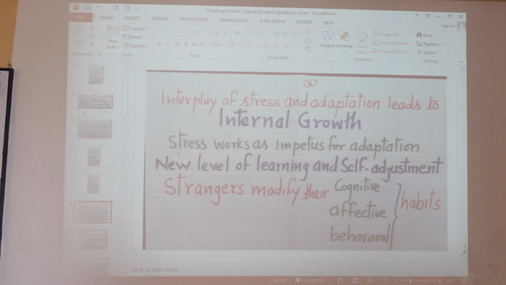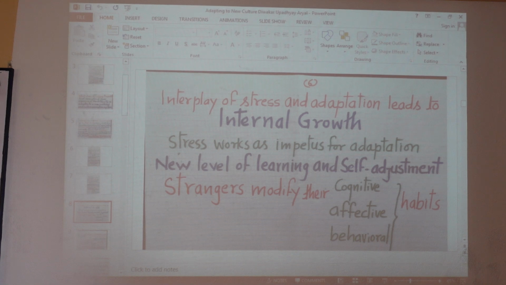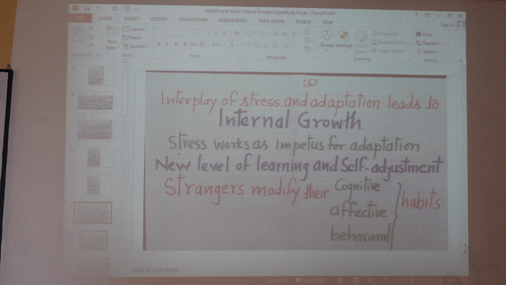This change or growth or adaptation happens at how many levels? 3. Say, cognitive level, affective level, behavioral level, or say, cognitive change, affective change, behavioral change.